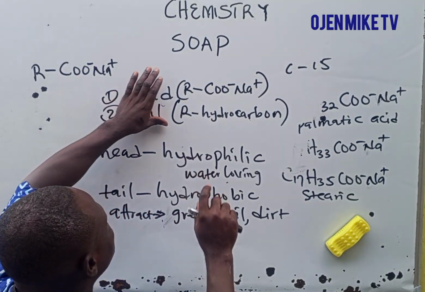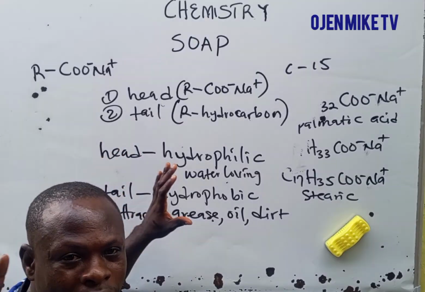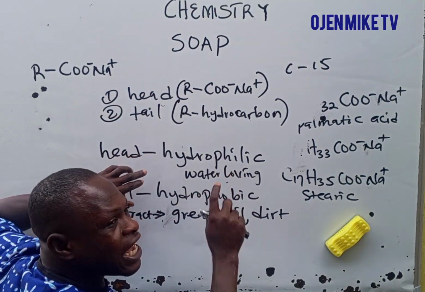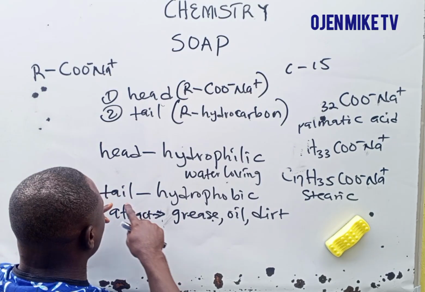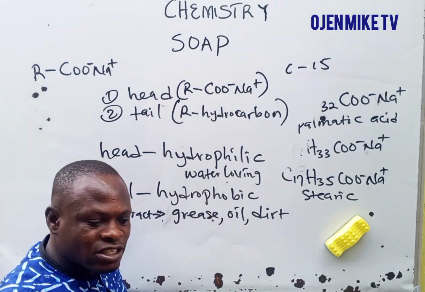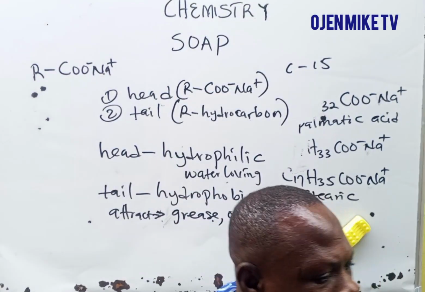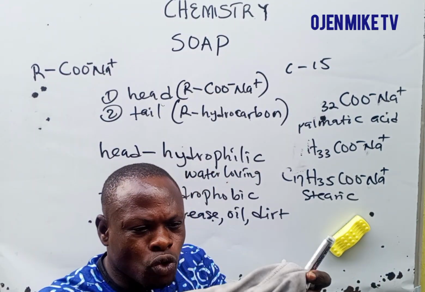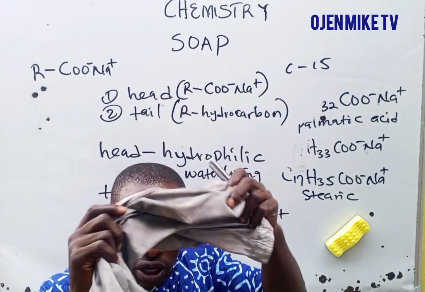Now what happened to it? Remember I said that this soap has two parts, we have the head, which is hydrophilic. It means the water loving part. And we have the tail, which is hydrophobic. It means the one that attracts dirt. Now you can see this one is very, very dirty, and you want to make it so clean.